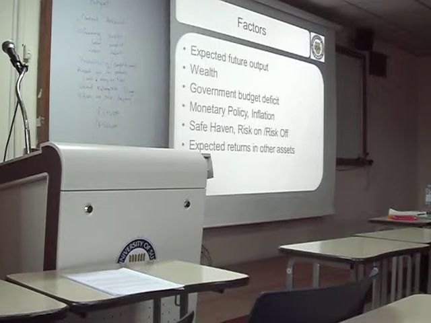GDP growth and productivity are part of that, right? Is Germany going to do well on this? What does that mean? Price will go down or go up, right? And then discuss each factor, whether it's plus or minus. Make a decision.